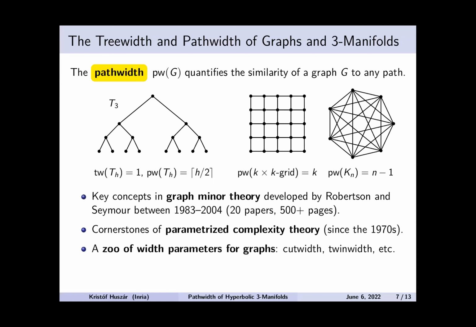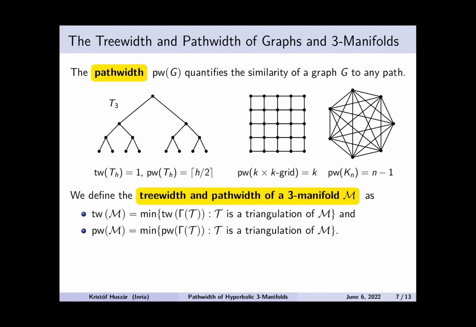these notions, the pathwidth and the treewidth, have been key concepts in graph minor theory. They are also very important in parameterized complexity theory. And these are not the only width parameters for graphs. There is an entire zoo of such parameters that capture the structure of graphs in one way or another. And now I would like to define the treewidth and the pathwidth of a compact 3-manifold M simply by minimizing their values over all possible triangulations, over all possible dual graphs the manifold can admit.